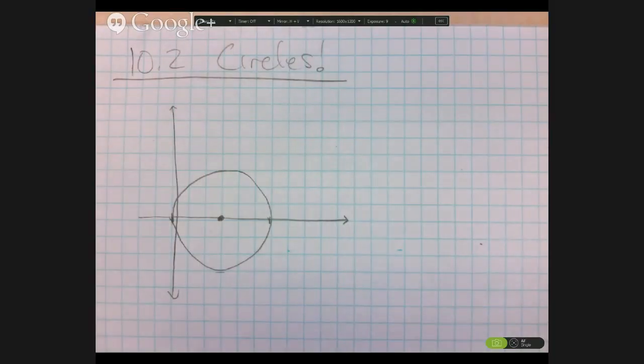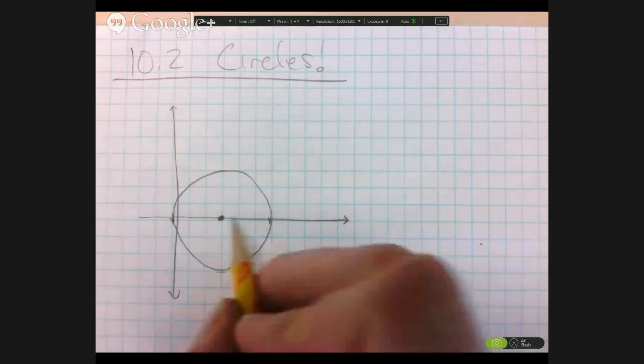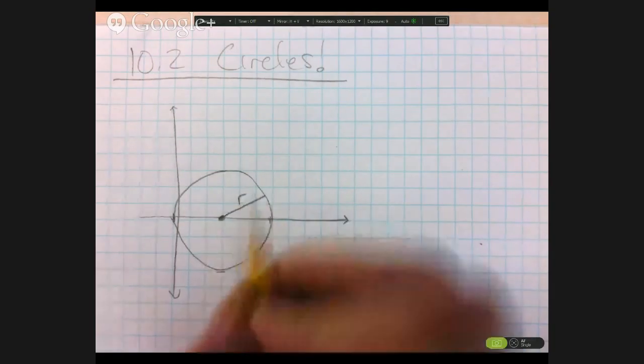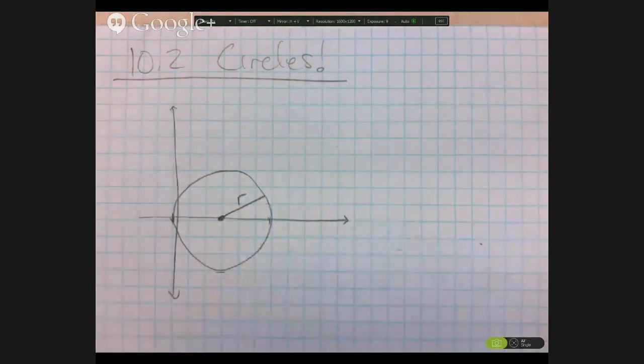Okay, circles. We're going to keep it simple. So my question, what two pieces of information define where you put a circle and how big it is? Okay, so we need a radius. And how do I locate it? Yeah, what's that called though?